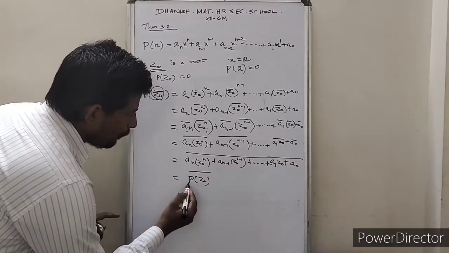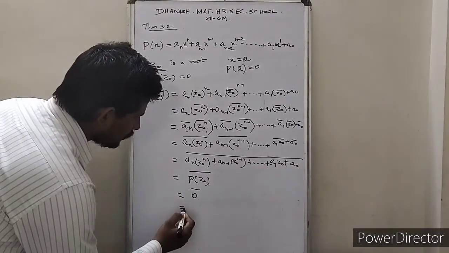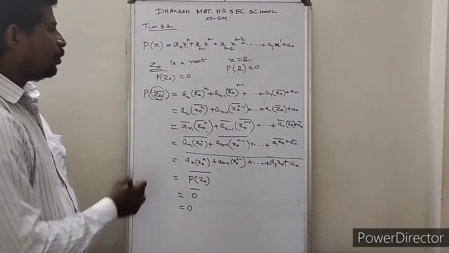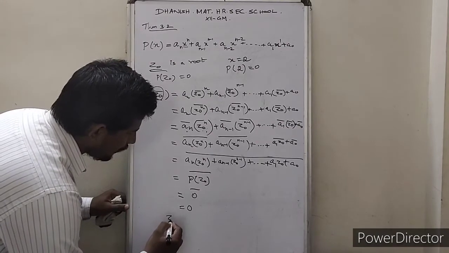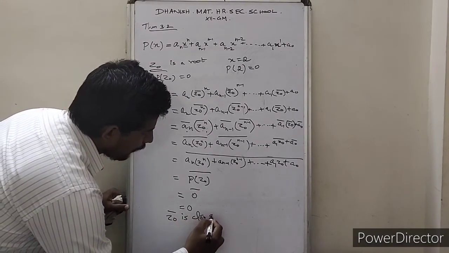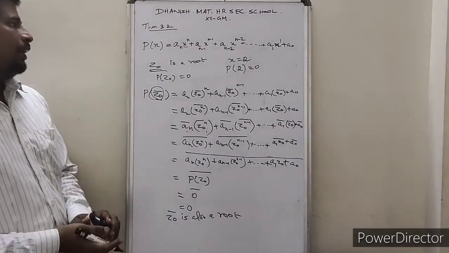We know p of z0 is 0, so this is the conjugate of 0, which is nothing but 0. Now we have p of z0 bar as 0. So we can conclude that z0 bar is also a root. We have proved our theorem.